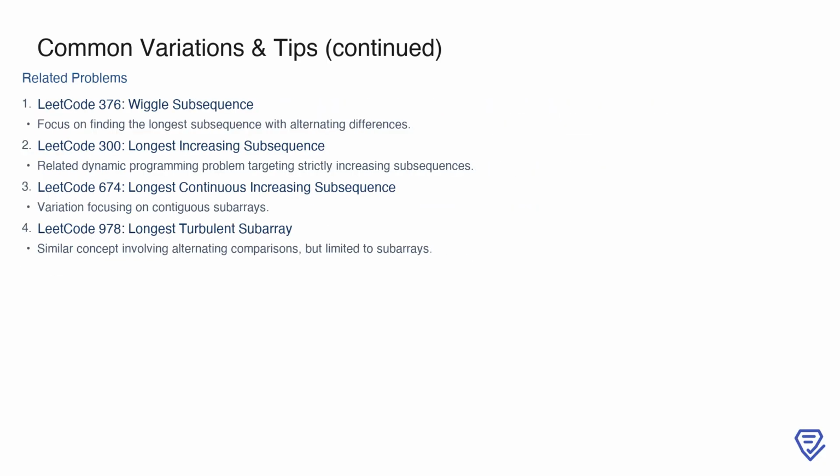Wiggle subsequence is closely related to several other problems that you might encounter. For example, LeetCode 300 focuses on finding the longest increasing subsequence, which is a dynamic programming problem targeting strictly increasing sequences. Another related problem is LeetCode 674, which asks for the longest continuous increasing subsequence, emphasizing contiguous subarrays rather than subsequences. LeetCode 978, the longest turbulent subarray, is also worth exploring. It involves alternating comparisons like the wiggle subsequence problem but is restricted to subarrays. These related problems share overlapping concepts and help build a deeper understanding of sequence-based algorithms.